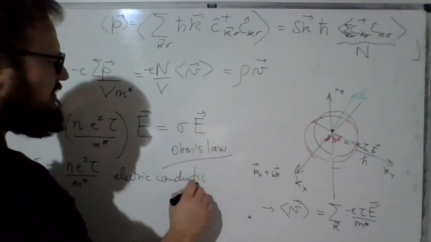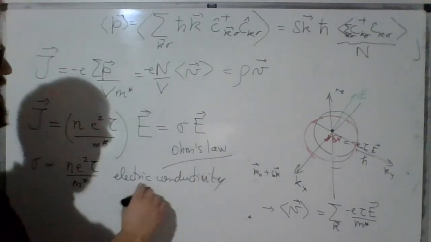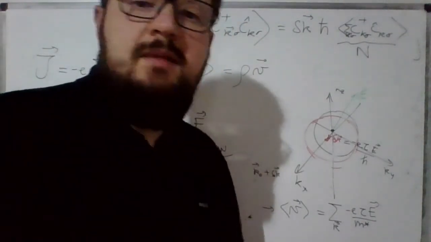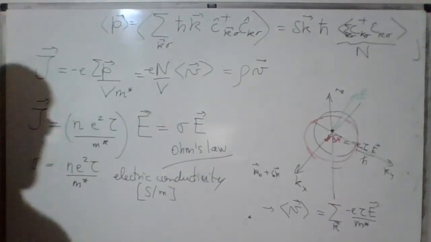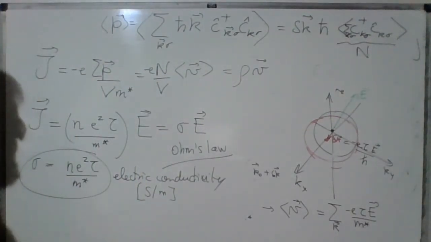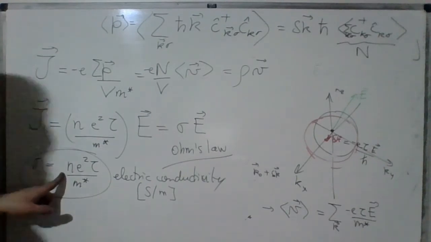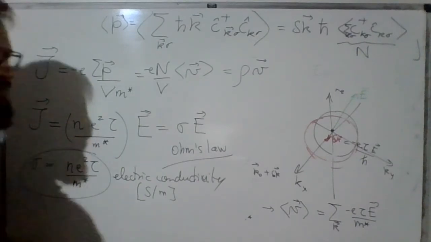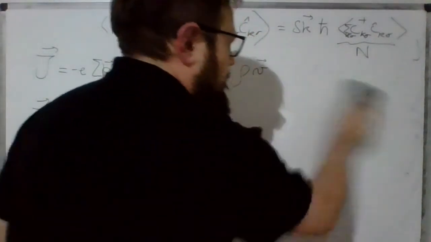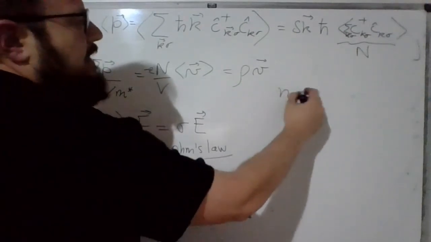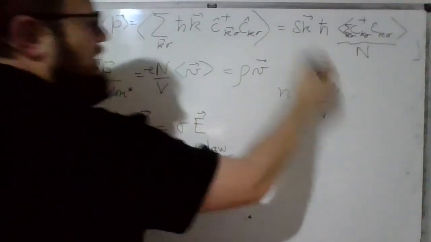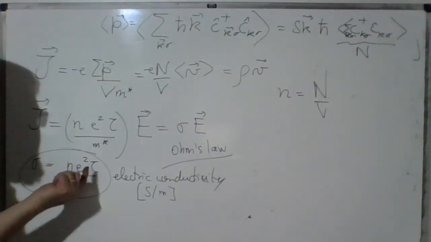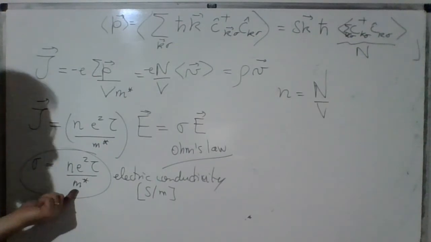Electrical conductivity is measured in Siemens per meter, or ohm to the minus 1, meter to the minus 1. And notice the value here for the electrical conductivity. It depends on the total number of allowed or free electrons in the gas. And this total number we already calculated, it is just N divided by the volume. All right? It depends on the fundamental constant, which is the electronic charge. It depends on the effective mass.